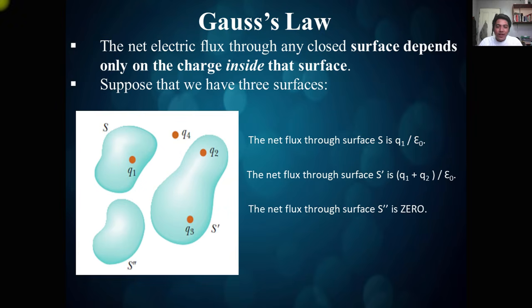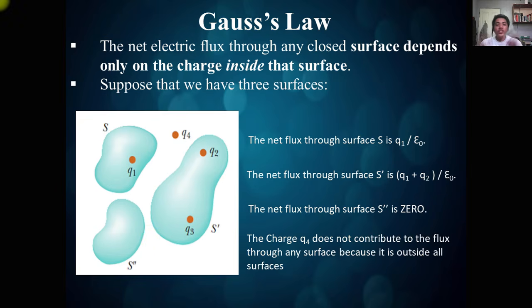Okay? So the net flux through surface S double prime, since it encloses no charge, again is 0. And I hope that's clear with you. So charge 4 does not contribute to the flux through any surface because it is outside all of the surfaces. Agree? So if we have many charges here, as long as the charges are not inside this closed surface, it would not affect the electric flux through S prime and S double prime. What only affects the electric flux through any closed surface is, again, the net electric charge inside the surface.